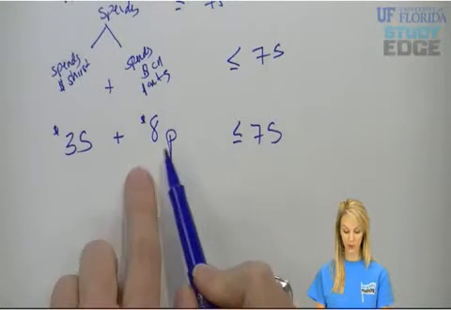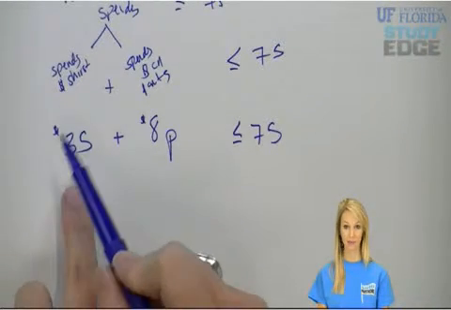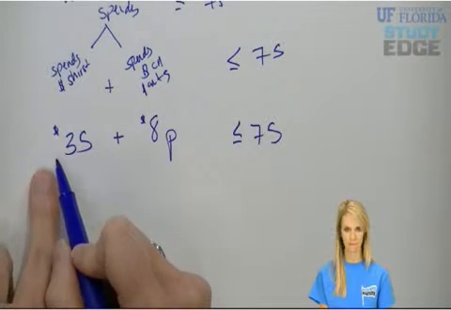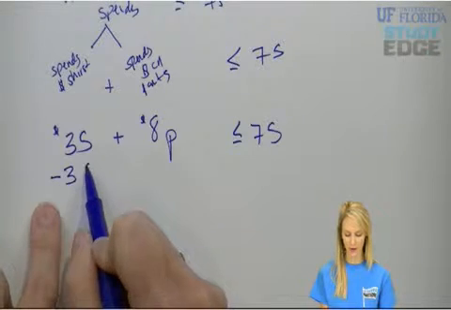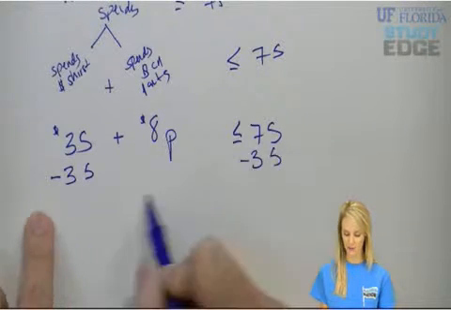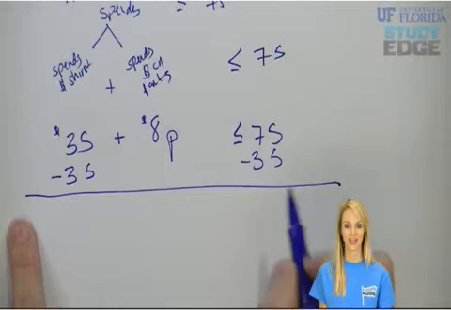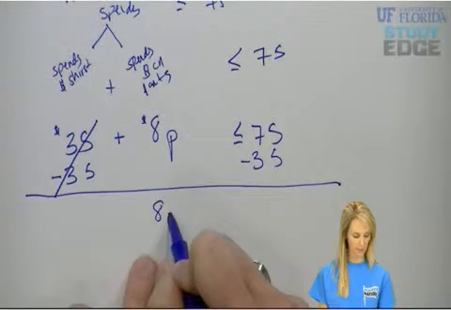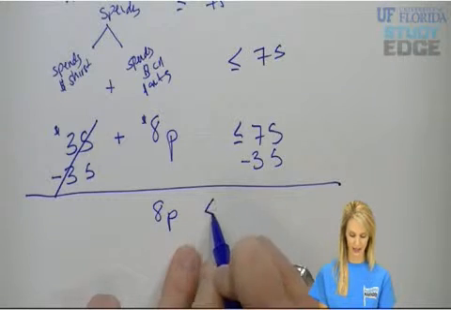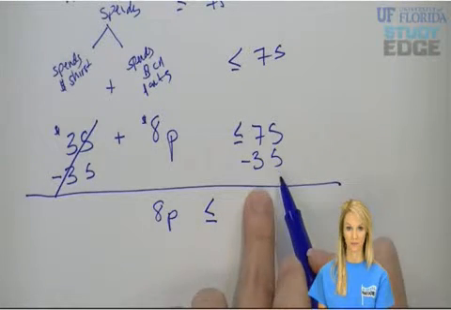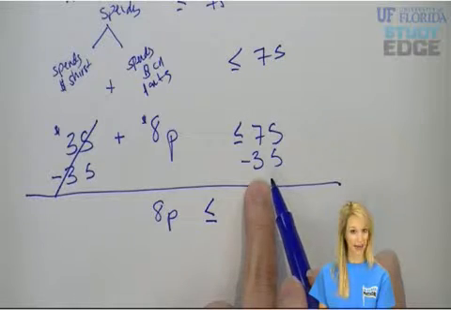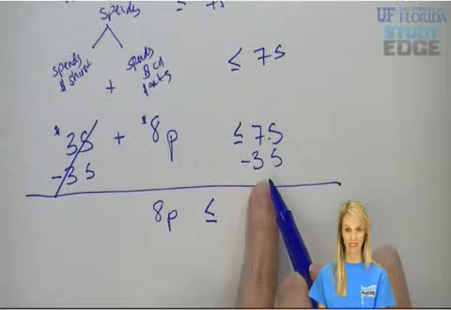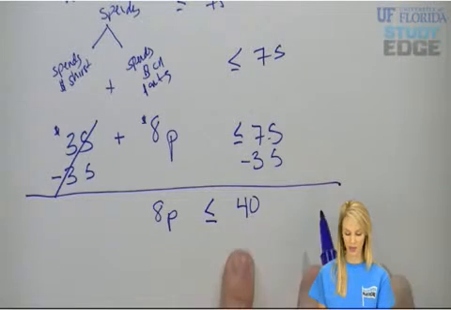Okay? We've got our amount spent on pants, and the amount we spend on shirts is being added to it. So how do I get rid of this? It's a positive 35, so I'm going to subtract. Whatever I do to one side, I've got to do to the other. So 35 minus 35 cancels out. We get 8p is less than or equal to what? We're subtracting. We're not dividing by a negative, so we don't need to change that sign. That's why we just keep it less than or equal to. 75 minus 35 gives us 40.